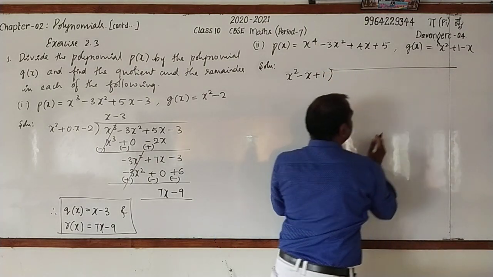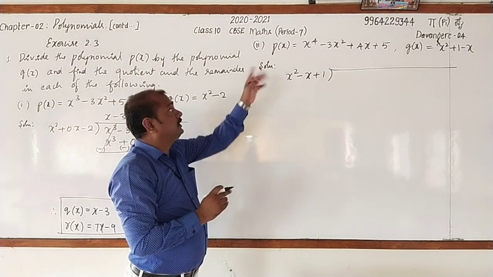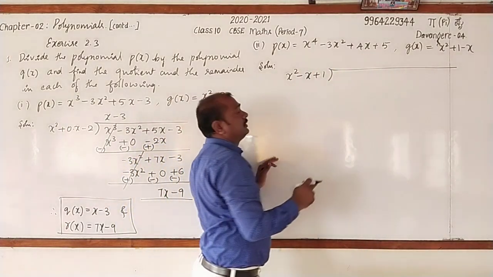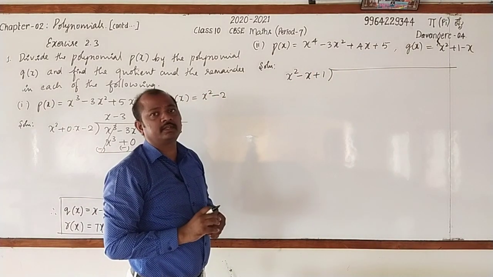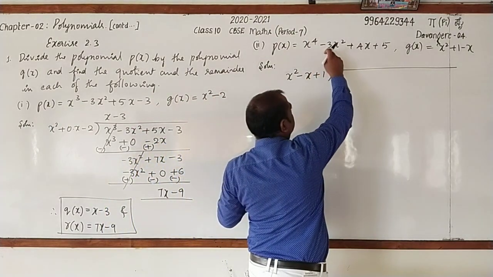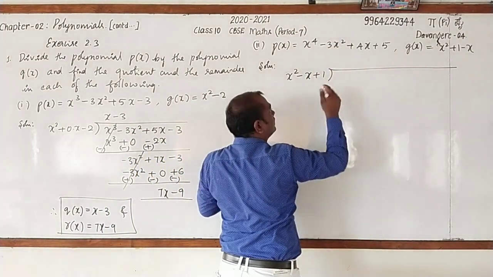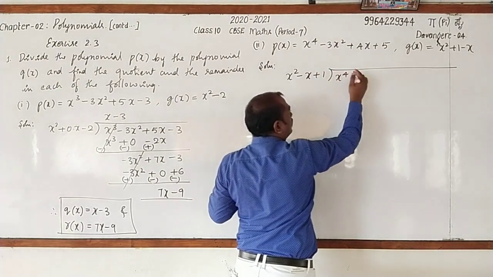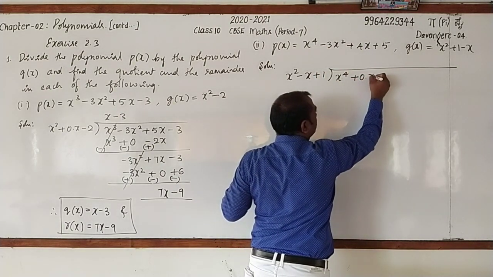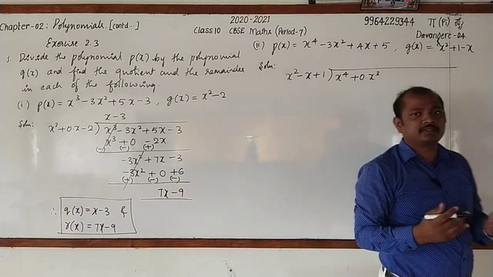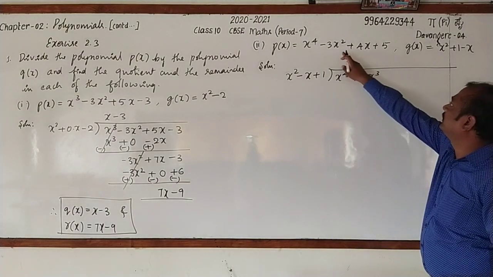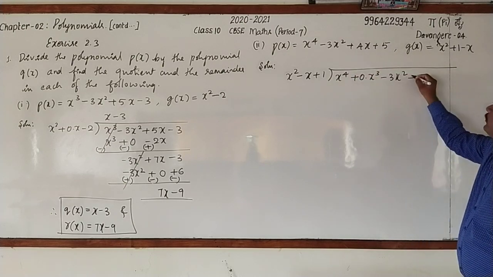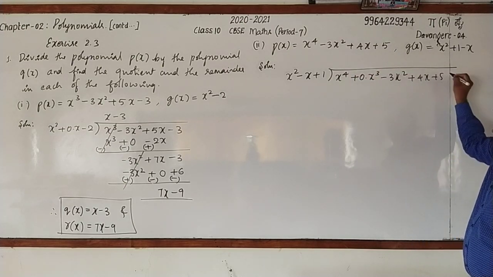Hope that you have understood. Next, dividend. It is in standard form, but a term is missing. What is the term? You are right. X cube term is not there. Therefore, after writing x raised to the power 4, in place of x cube I can write 0 into x cube, or just you can write 0 only. Next, minus 3x square plus 4x plus 5.